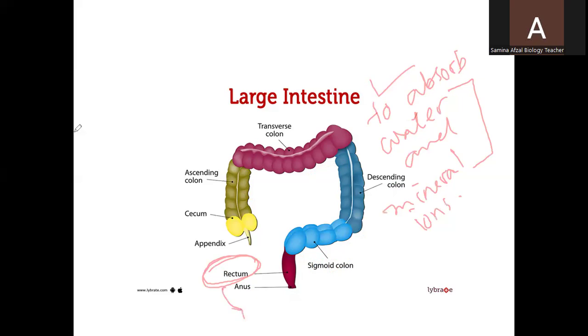So egestion, or excretion, takes place through the large intestine.